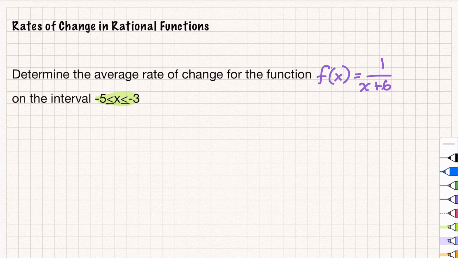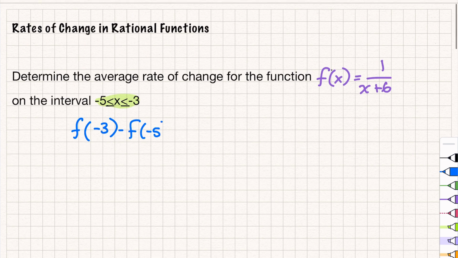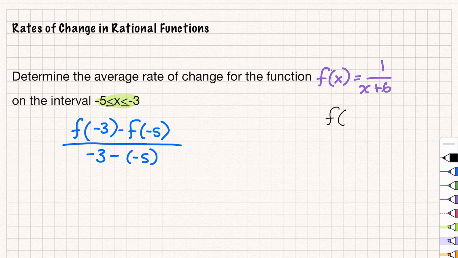To find the average rate of change, we would want to find f(-3) minus f(-5) over -3 minus -5. On this side here, if we find f(-3), that's 1 over 3, or 0.33. And for f(-5), that would be 1 over 1, or in other words, 1.